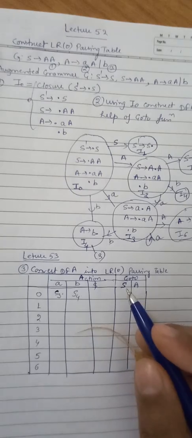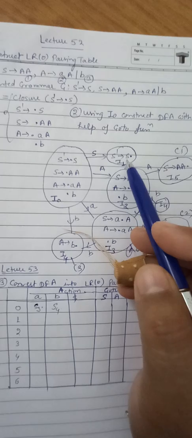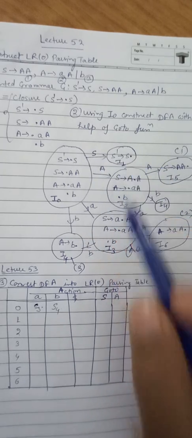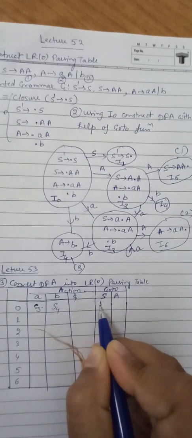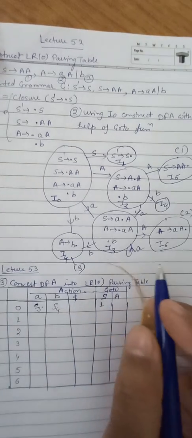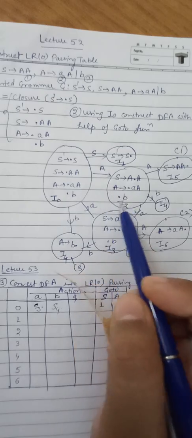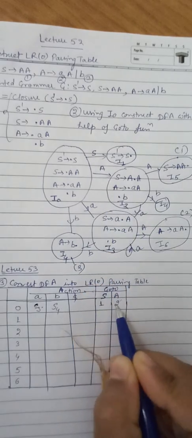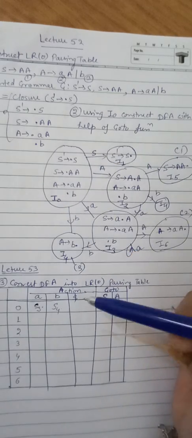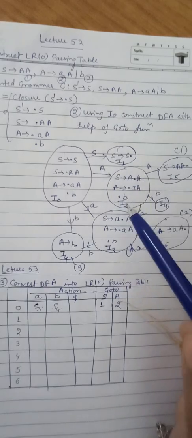Okay. And from I0, when we go to I1, then S is completed in the augmented grammar, so we will write 1 here. For I0 with variable A, we go to I2, so we will write 2 here. Similarly, for I0 with variable S, we go to I1, so we write 1, and for variable A we go to I2, so we write 2.